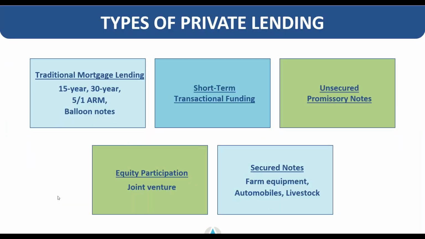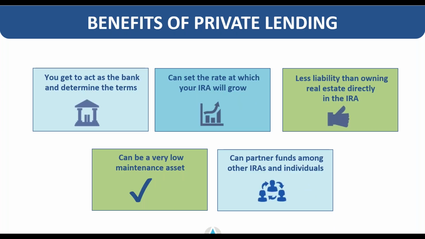Now, in the area of private lending, if you're looking to initiate a new loan from your IRA, one of the neat things to me is that you can choose how you're going to structure that note. We have people who do traditional mortgages, short-term transactional loans. They structure their note as a joint venture opportunity. They may secure the note with different types of assets, not always real estate. And we even have people who do unsecured lending through promissory notes, maybe a little bit riskier type of investment, but it is allowable under IRS guidelines.